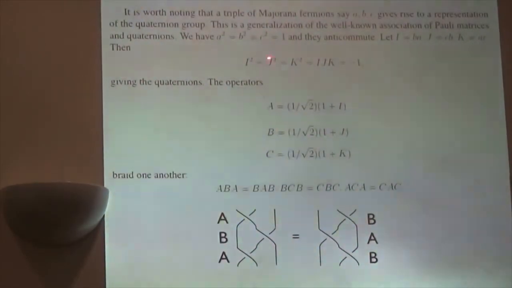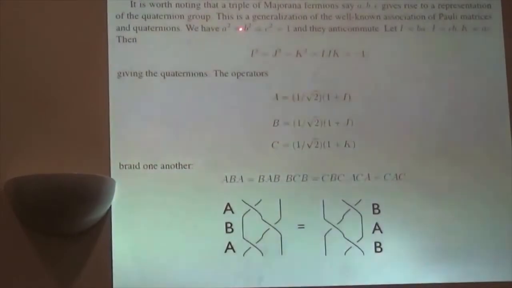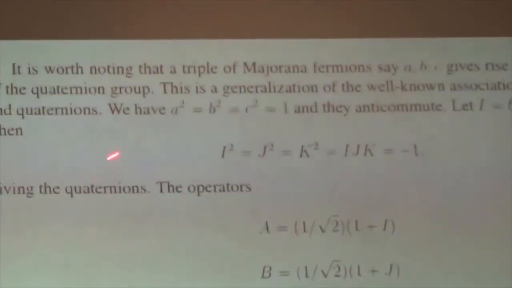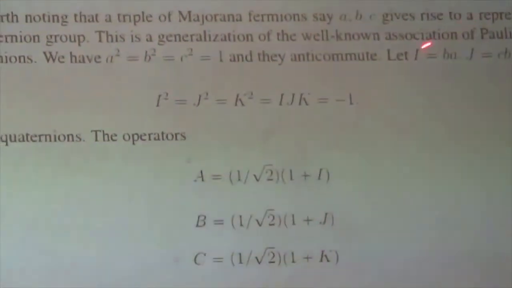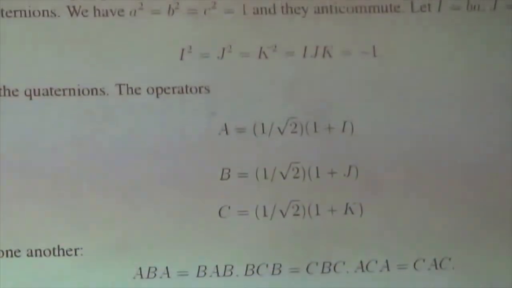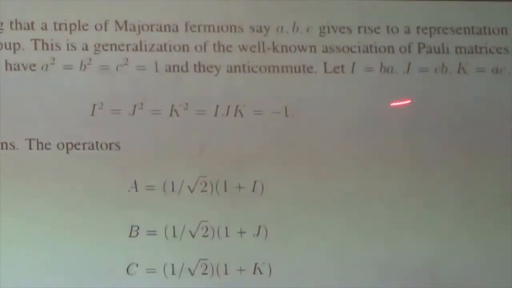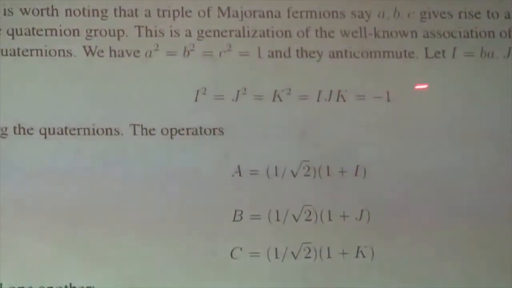Here's the simplest one, which gives rise to the quaternions. I have three. I have A, B, and C now. And I'm going to form, they all square to one and they all anticommute, okay? Just went up to three rather than two. And then I let I be BA, and J be CB, and K be AC, and you can have fun verifying that it's the quaternions, right?